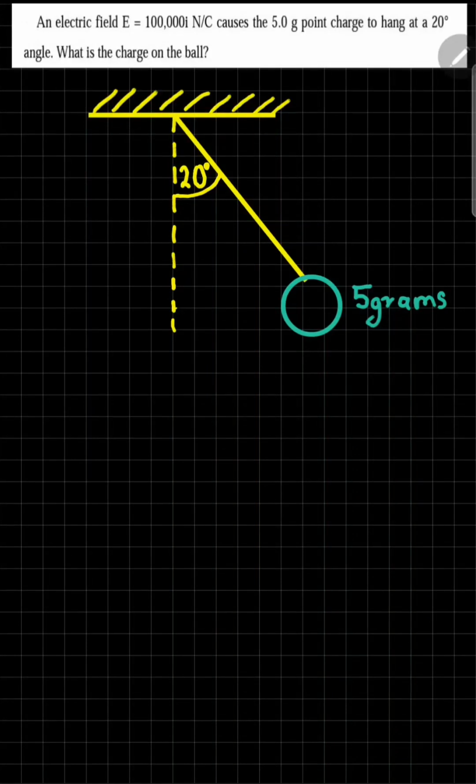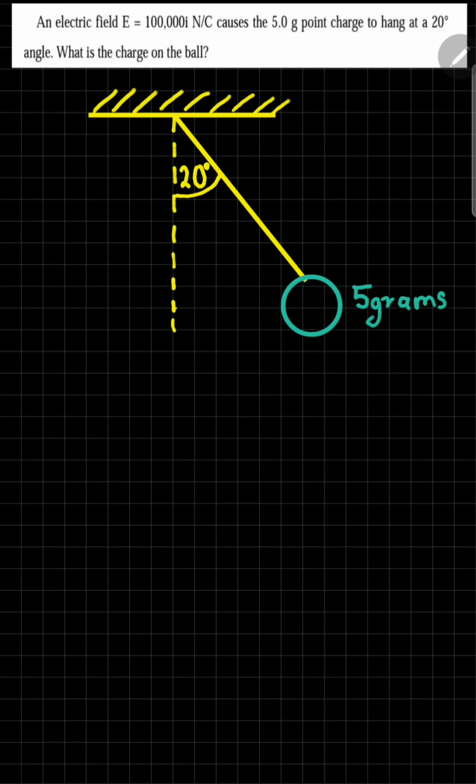And today we're going to be looking at a question under static electricity physics. The question says an electric field E, which is 100,000 newtons per coulomb moving in the x direction, causes a 5 gram point charge to hang at a 20 degrees angle. What is the charge on the ball?